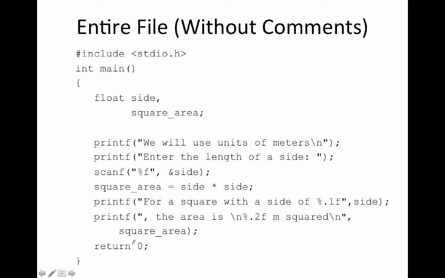So here's the entire file without comments, just so it fits here. So first we need to include the standard IO header file so we can have both the input and the output. And then inside of the main function, first of all, we declare our variables for the side and the area of the square. And then the statements we had before, we're going to print the units of meters, we're going to print the prompt, then we read into the variable side, we calculate the area of the square, we print out the results, and then return 0 at the end of the main function.